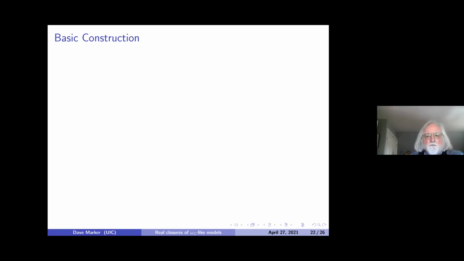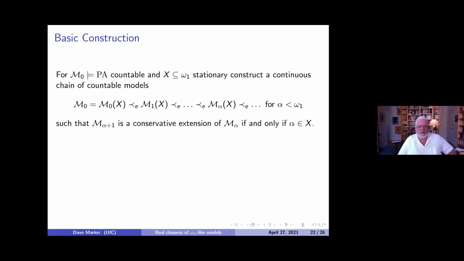And now I just want to describe the basic construction. So we're going to start with a fixed model of PA and take a stationary subset of ω1. And I want to construct a chain of models as follows. And I'm going to do it the same way I build a rather classless model. At limit stages, I take unions, and at successor stages, I take conservative extensions if and only if alpha is in the stationary set. So I code the stationary set into the model of arithmetic. And what we'll see is that this is somehow coded into, or intrinsic to, the real closure as well.